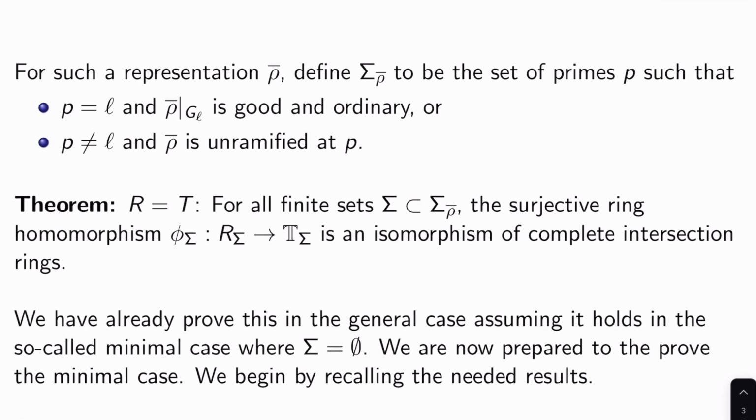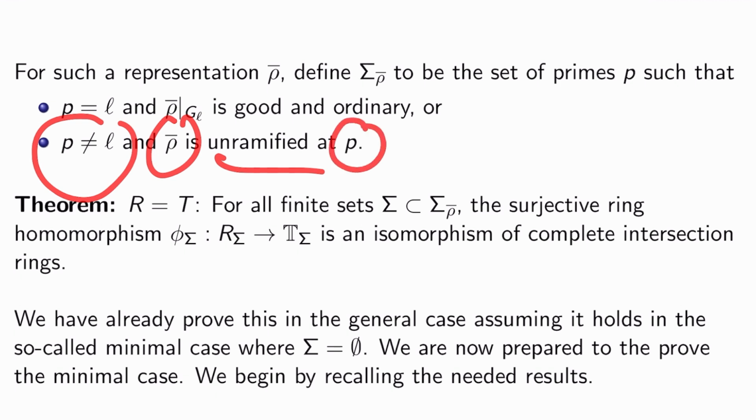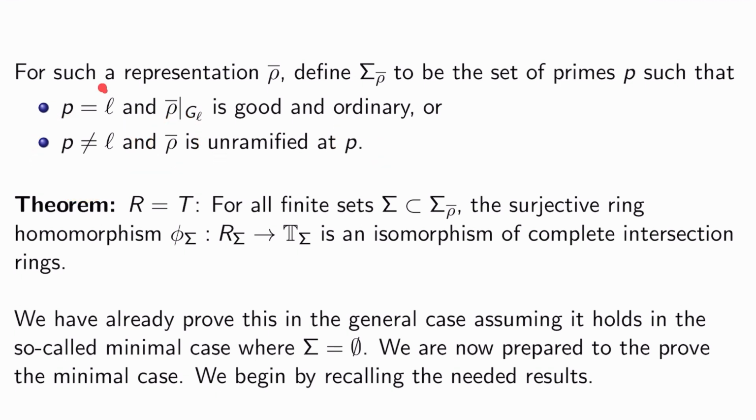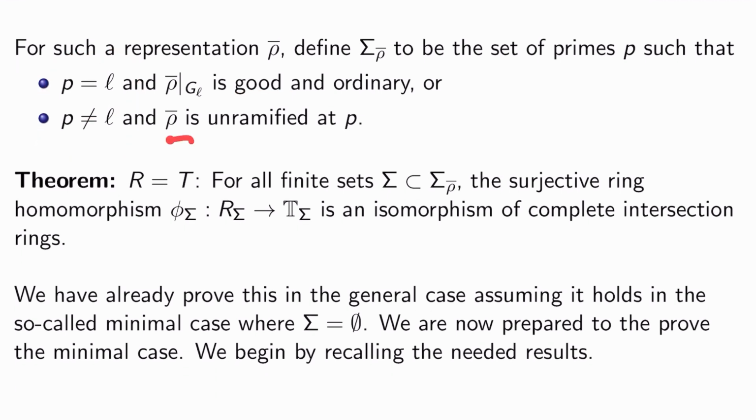For such a representation rho bar, we'll define sigma sub rho bar to be the set of primes P such that either P is L and rho bar restricted to the Galois group at L is good and ordinary, or P isn't L and rho bar is unramified at P. Again, there's this idea at L that good replaces unramified. So here's the theorem, R equals T.